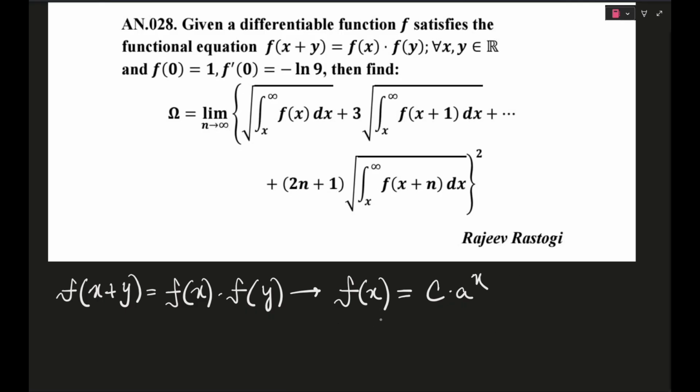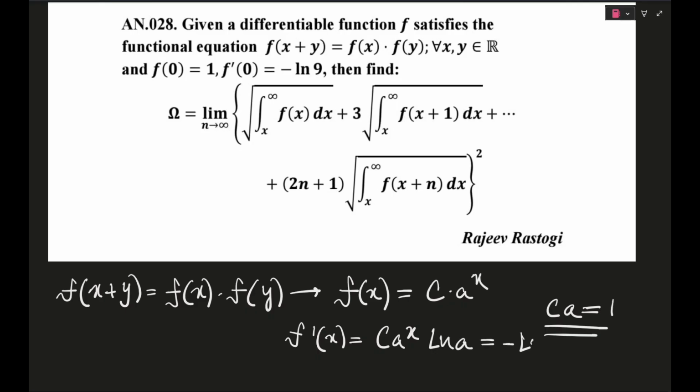If we see the conditions, first condition is f of 0 is equal to 1. So f of 0 means this will become c a equals 1. Second thing is f dash 0 is equal to minus ln 9. So if we find out f dash x, this is very simply c a power x ln a, and this thing is given as minus ln 9. Okay, and also this is f dash 0.